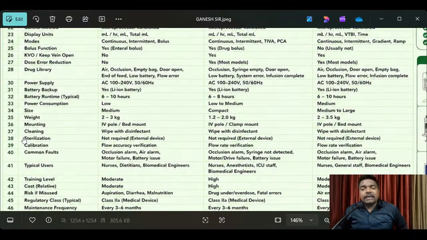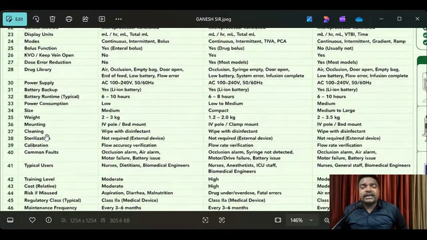See, what am I discussing? ICU medical equipment comparisons: feeding pump, syringe pump, infusion pump. Here I try to give you only comparisons, the problems being faced, and these are the only comparisons we can get. Now 36th, 37th point, see here.